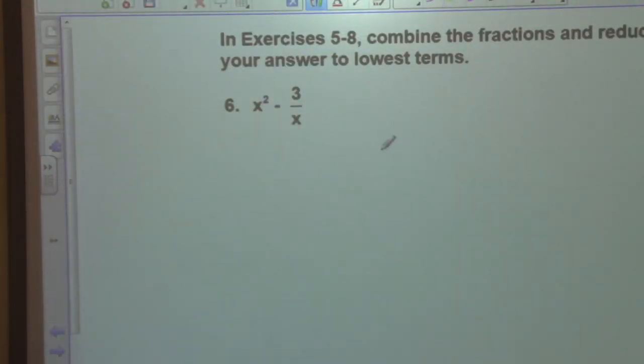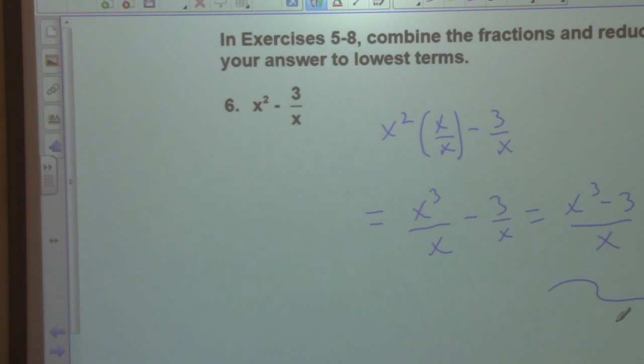Okay, Jane, what'd you get? Pass your paper. You're looking at x times x over x minus 3 over x, which would equal x squared over x minus 3 over x, which would equal x cubed minus 3 over x. Okay, this is what Jane got. Did everybody get that? Wait, what was the answer to the last one? x cubed minus 3 over x.